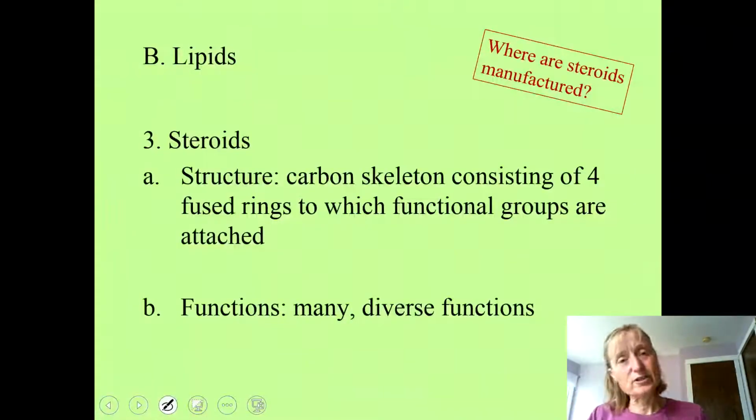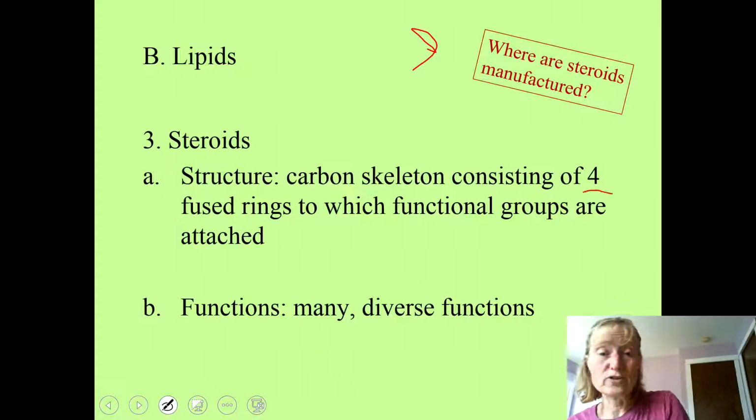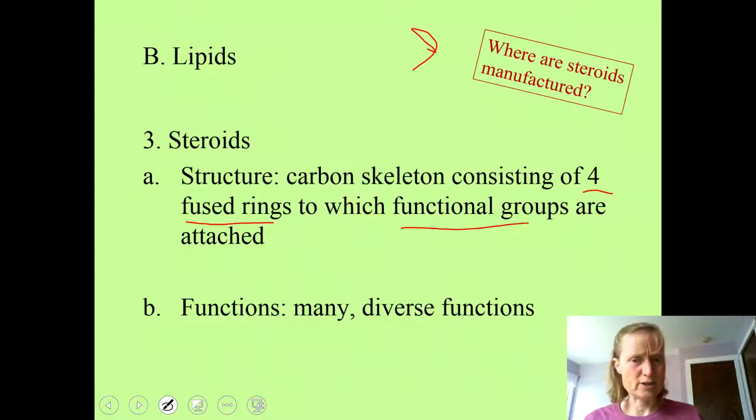Steroids are a third type of lipid. And again, molecules that have little or no affinity for water. Again, we're going to have to ask that question later. What does a steroid look like? Nothing like a fat. Doesn't look like a phospholipid either. Steroids are composed of carbon skeletons consisting of 4 fused rings and then functional groups attached to them.